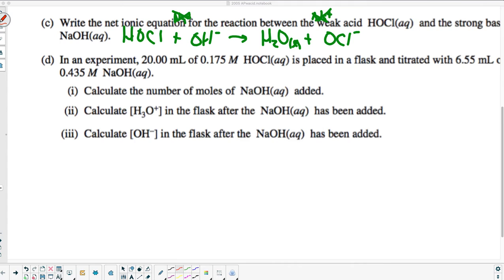Here's part D. An experiment: 20 milliliters of 0.175 molar HOCl is placed in a flask and titrated with 6.55 milliliters of 0.435 molar NaOH. Okay, so this is actually happening. So the first thing we want to do is see how much.